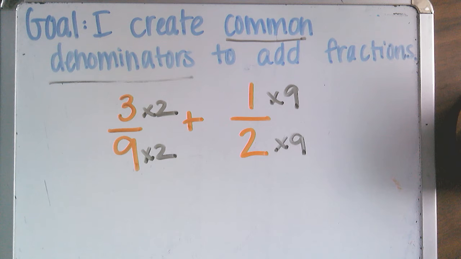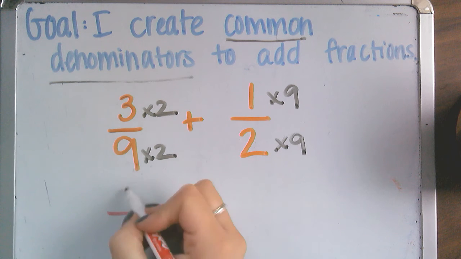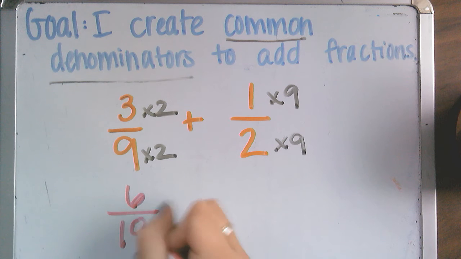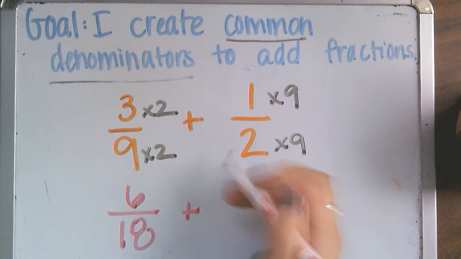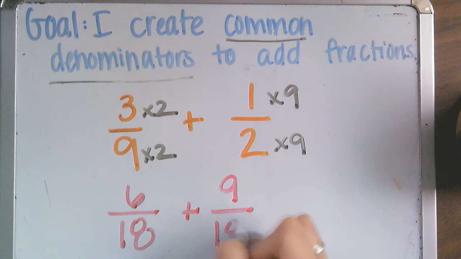So my new numbers, my new fractions. 3 times 2 is 6. 9 times 2 is 18. Plus 9 times 1 is 9. 2 times 9 is 18. I now have common denominators. Ding, ding, ding. I'm winning.